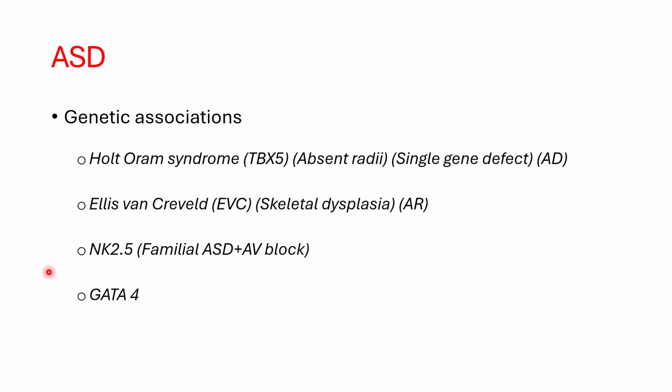And then we talked about the NKX2.5 gene defects, where you have familial ASD. So ASDs run through families, and these family members tend to have AV block as well. So these are the common associations. So in effect, if you have any adult with an ASD, the family history is important. And then you need to do an ECG, looking out for not just the regular things we see on ECG for ASDs, but you must look out for heart blocks as well.